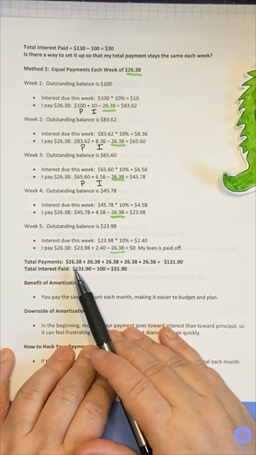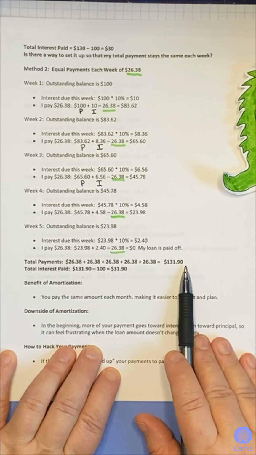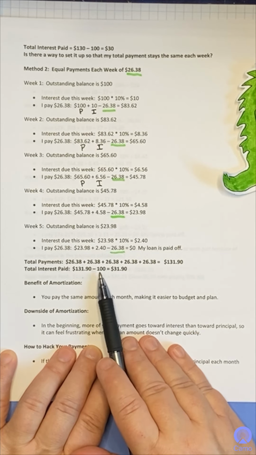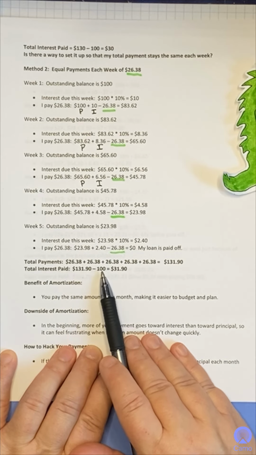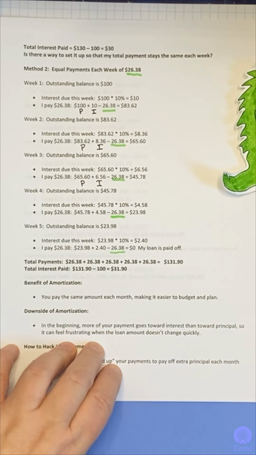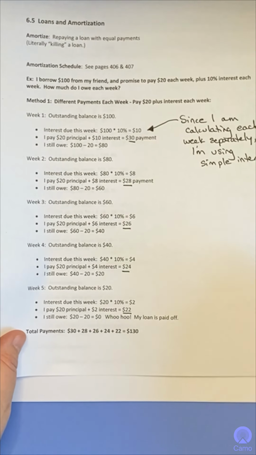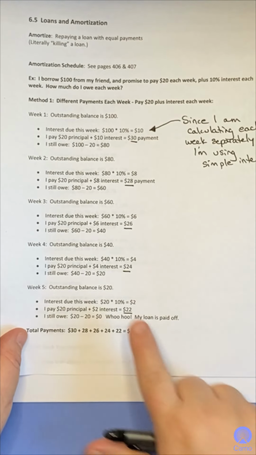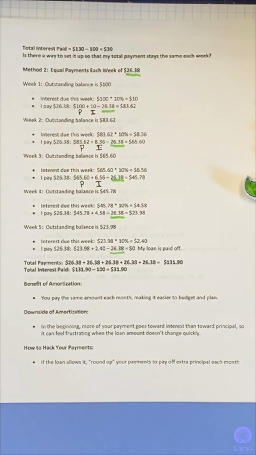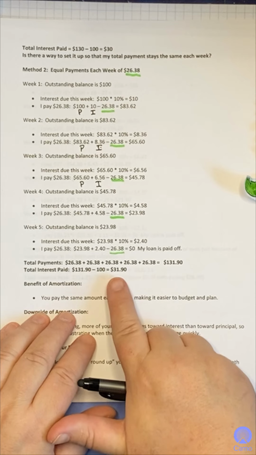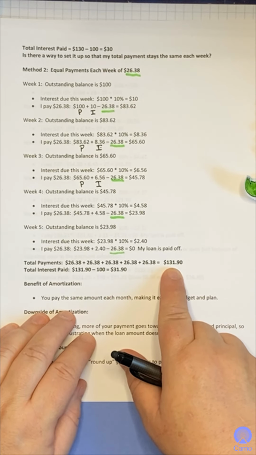Now, let's look at the total payments. The total payments actually come out to $131.90. My outstanding principal was $100. So $131.90 minus $100 is $31.90. So in the first case, when I went ahead and just paid whatever interest was incurred that week, I paid $130. So in this case, I pay $131.90, so almost $2 more.